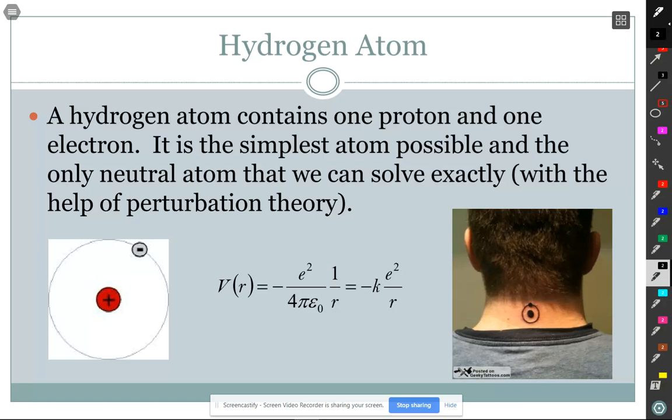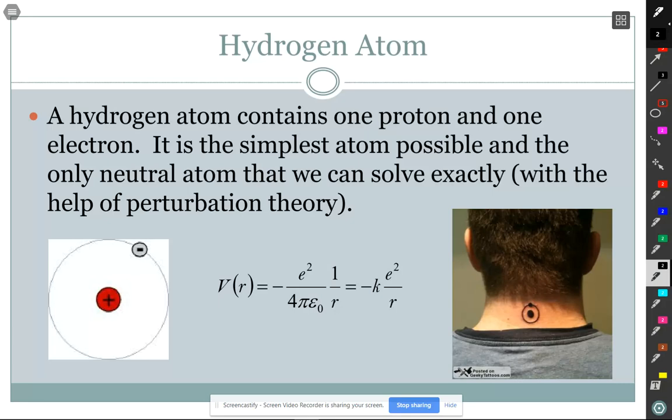Everything else we can approximate, or, well, maybe a little more. We can solve any atom with a single electron. See, if you have 2 electrons, then we start to have problems. If you have more than 2, we have more problems. So we can solve exactly if we have only 1 electron.